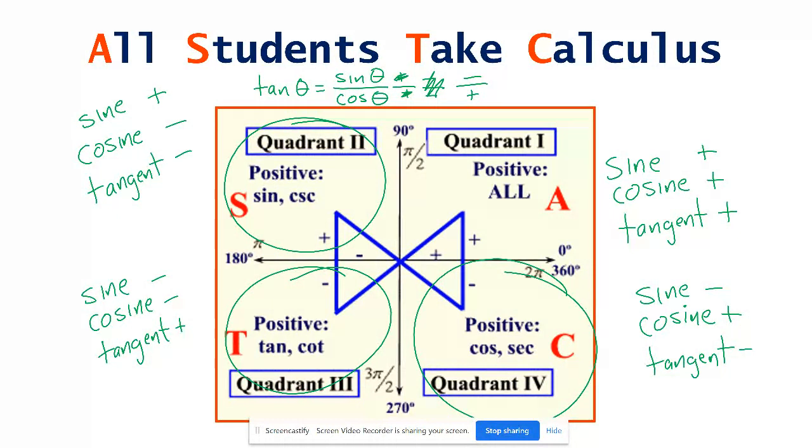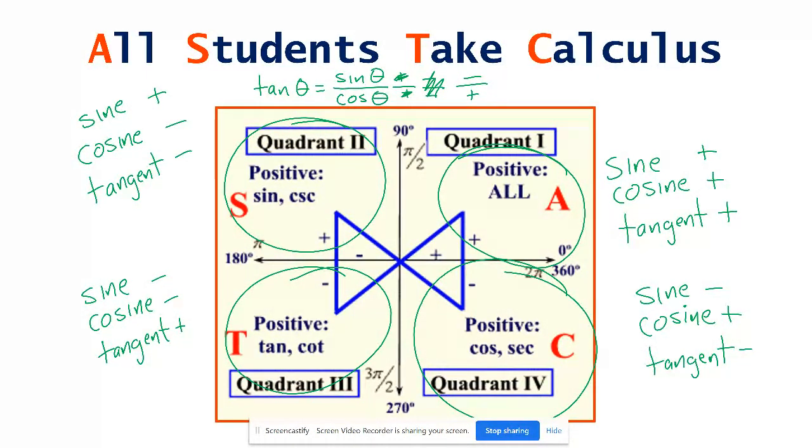So all students take classes. The A stands for all because in the first quadrant, the sine, the cosine, the tangent, all three are positive. The S stands for sine. In the second quadrant, only sine is positive, cosine and tangent are negative. T stands for tangent because tangent is positive in quadrant three, sine and cosine are negative. And C stands for cosine. Cosine is positive in quadrant four, and sine and tangent are negative.